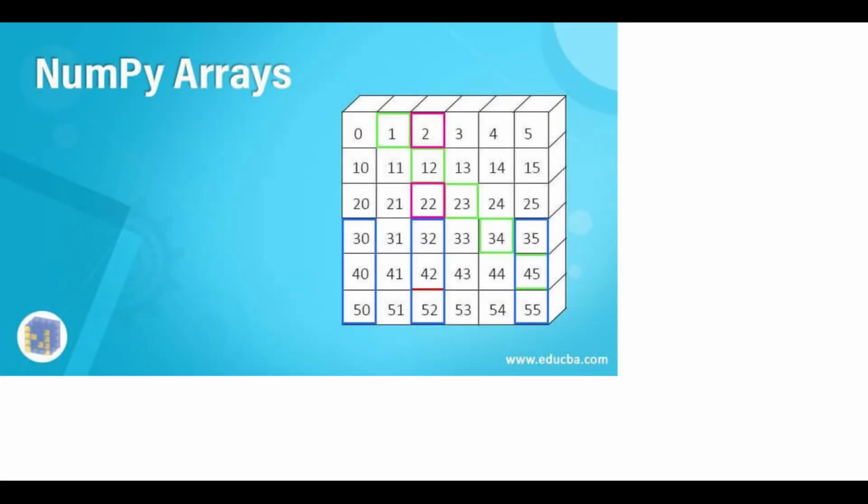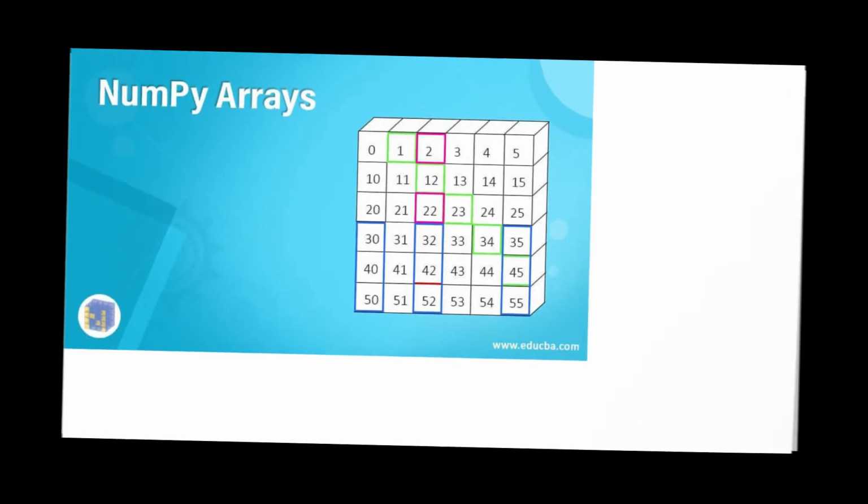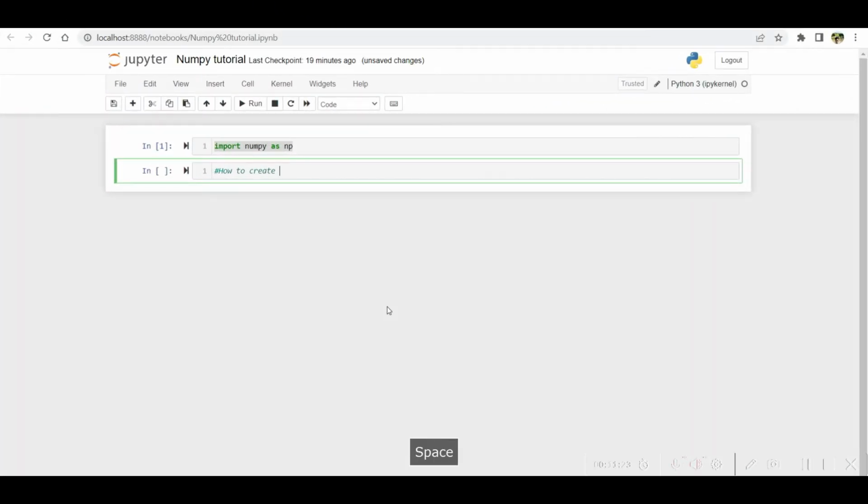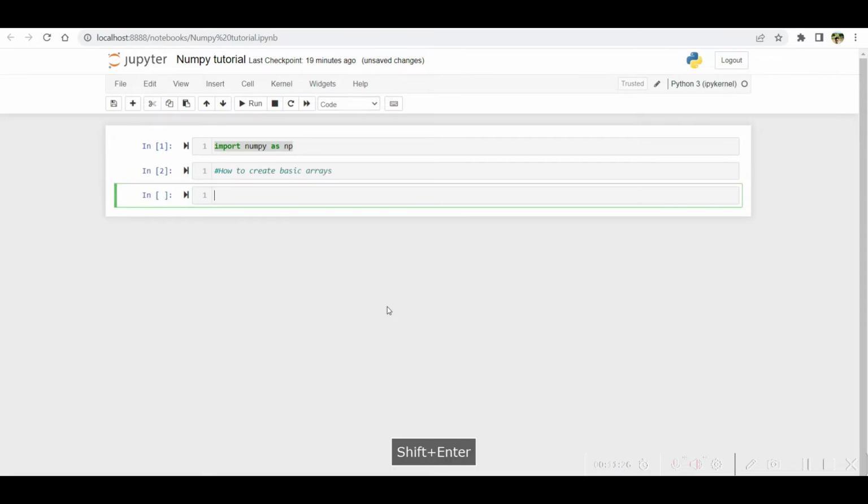Numpy is mainly used for creating arrays. So what is an array? An array is the central data structure of the Numpy library. An array is a grid of values, and it contains information about the raw data, how to locate an element, and how to interpret an element. So let's look at how to create basic arrays. There are almost 4 to 5 methods that you can use to create your arrays.